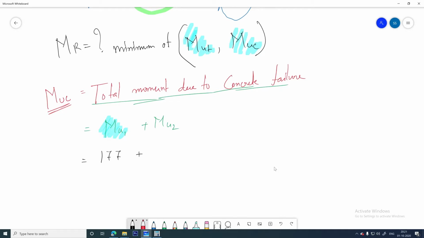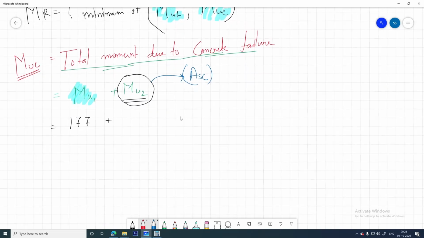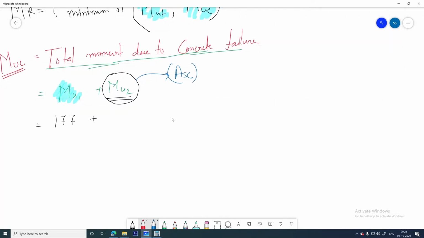Now plus, this is the question, what will be the value of this Mu2? Now I have told you that it is basically due to the Asc, that means the area of steel under compression, that is at the top level, right? When you see the stress block diagram, to determine that stress in limit state method, we are always interested with the strain. Now from this strain we need to see the graph separately for concrete and steel. We need to convert this strain to stress.